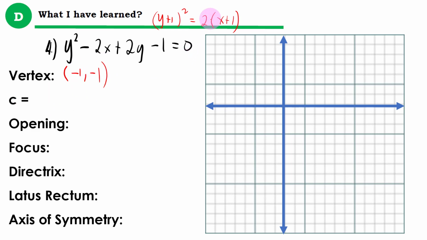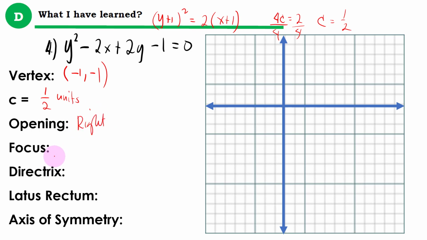And our C, since our 4C here, 4C is equal to 2. Ito yung 4C natin, di ba? So, divide natin both sides by 4. C is equal to 1/2. Yan. C will become 1/2 units. And then the opening. Ang opening natin, since y squared, this opens to the right. Tapos kasi positive din to. So, opens to the right.